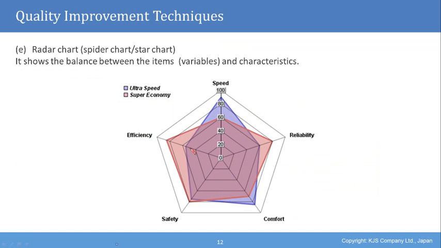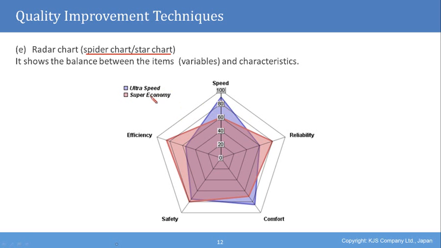Finally, we have the radar chart, quite commonly known as the spider chart or the star chart. Now these charts show the balance between the items, the variables, and characteristics. In this case we have a 5-point star diagram. We have characteristics such as speed, reliability, comfort, safety, efficiency, and we have a scale for each one of these characteristics. Now this data looks like it is about some kind of transport method, some vehicle possibly, an ultra speed model and a super economy model. And you can see how each one changes their characteristics.